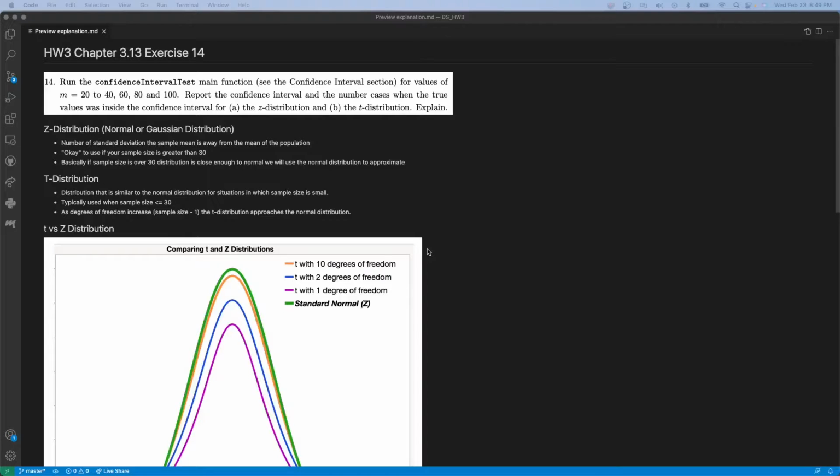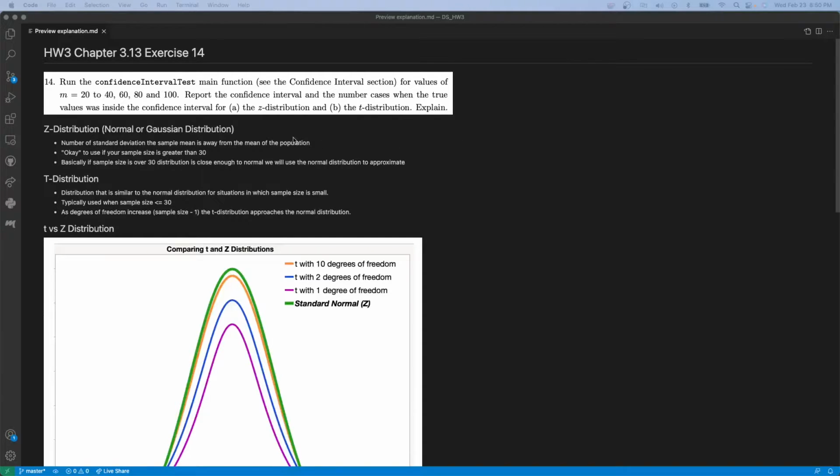Okay, so this is the second part of the confidence interval videos. This is actually the homework 3. Homework 3 was essentially testing the confidence interval test function in Scala, running it for a number of sample sizes, from 20 to 40, 60, 80, and 100, and then reporting the confidence interval on the number of cases when the true values were inside the confidence interval for both the z-distribution and the t-distribution.